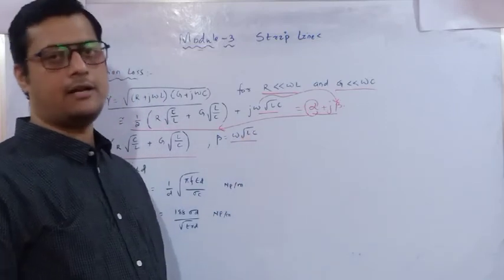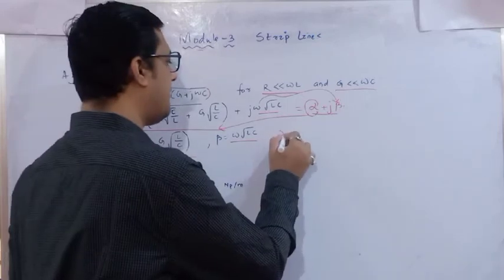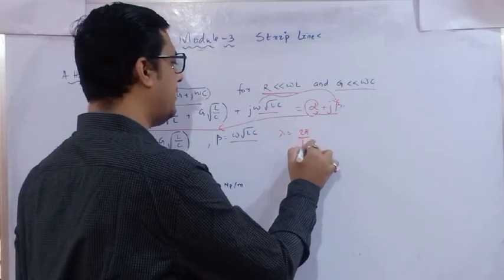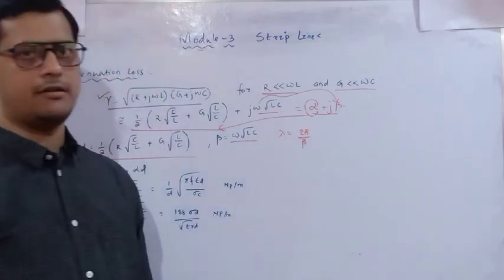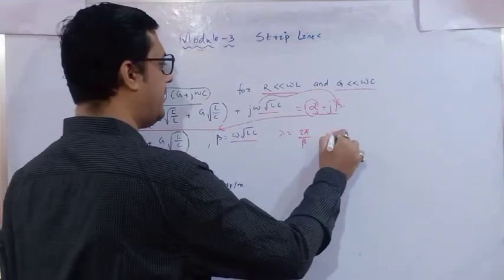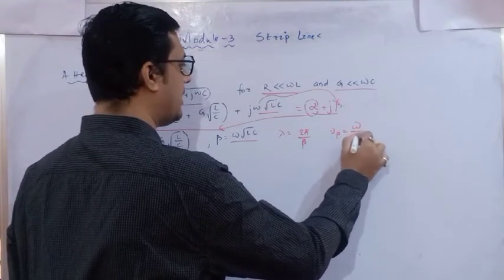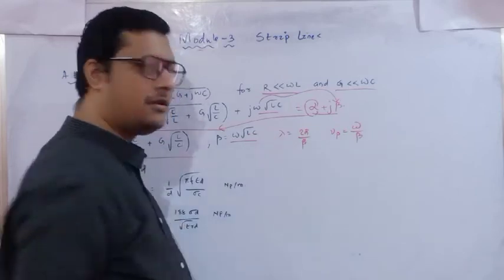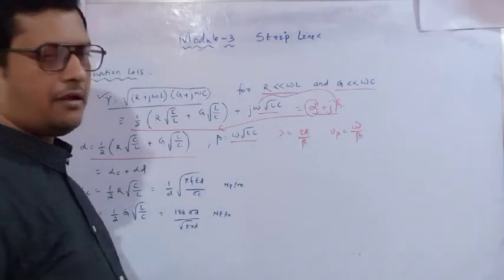And lambda you can easily determine. Lambda is equal to 2 pi by beta. Whatever the beta value is, you can identify that. And phase velocity is equal to omega by beta. That also you can substitute here, and we can identify the phase velocity.